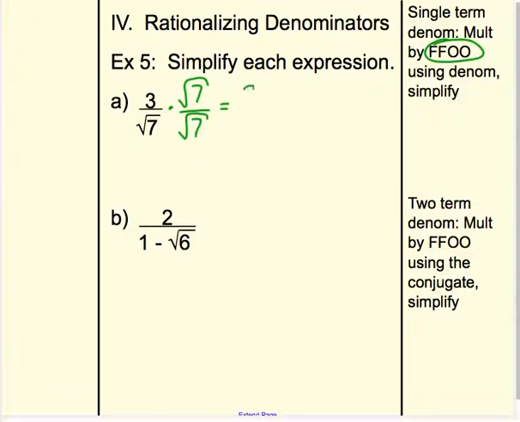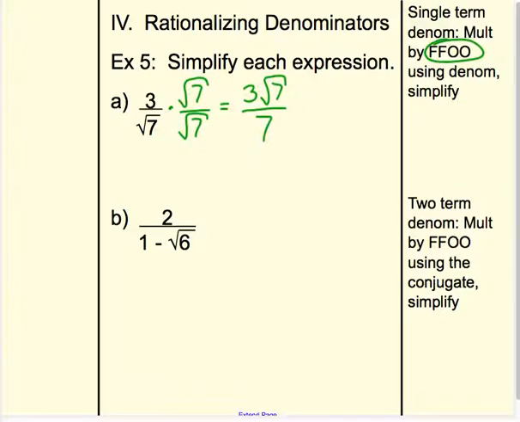So in the numerator, I multiply 3 times the square root of 7. And in the denominator, I have the square root of 7 squared because it's being multiplied by itself. The square root and the square cancel, leaving me with 7.